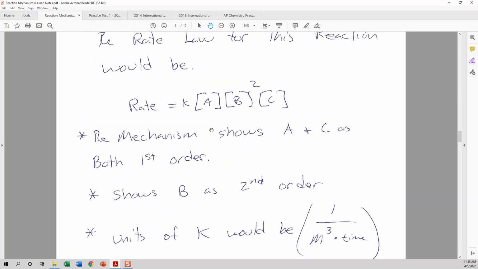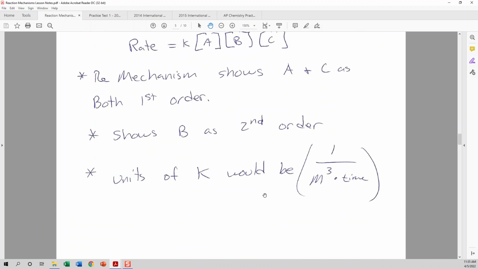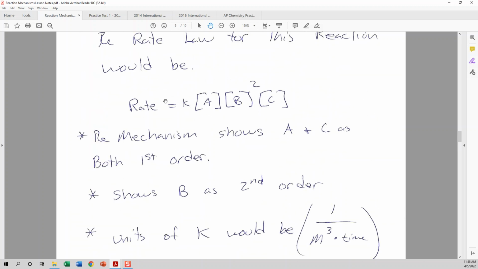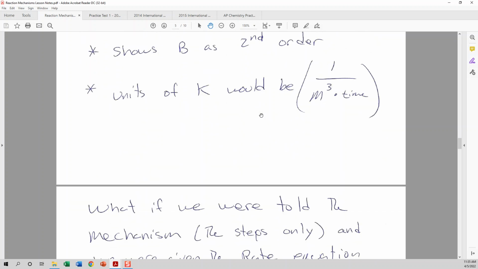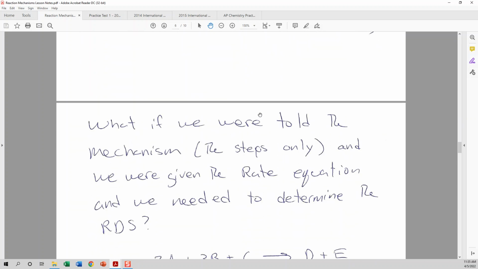All right. So that mechanism that we had just gone through showed A and C as first order, and it shows B as second order. Okay, and so that would be my rate law, my rate equation for the reaction. All right. What if we were told the mechanism and we were given the rate equation?